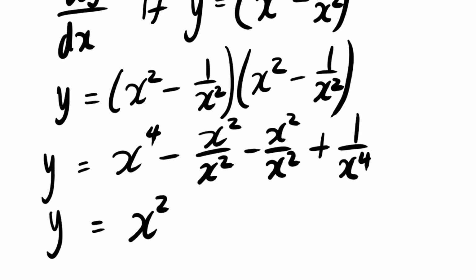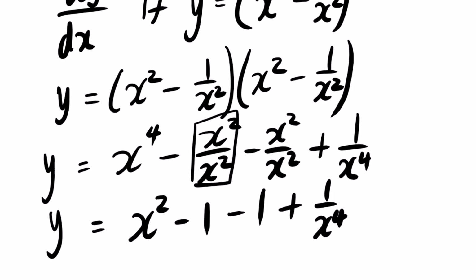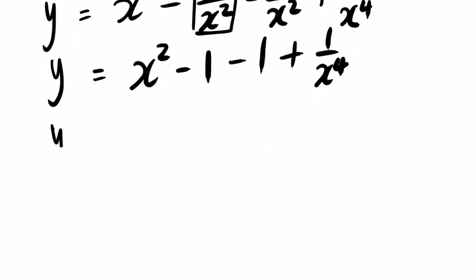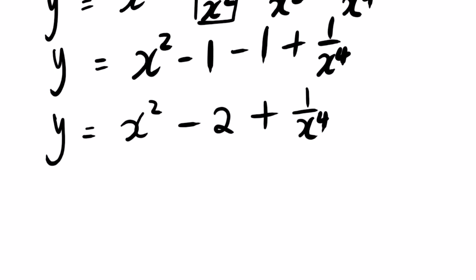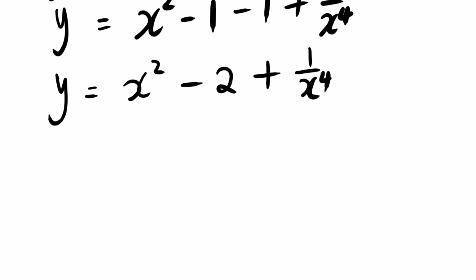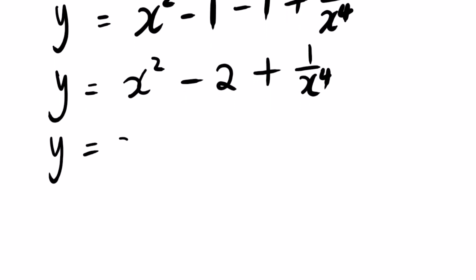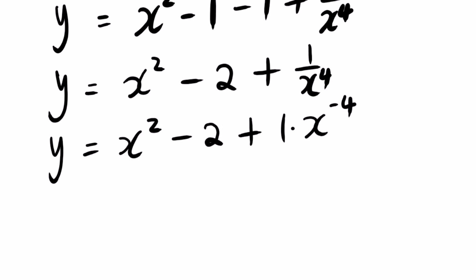Simplifying further, x squared over x squared is simply 1. Negative 1 actually, negative 1 again. 1 over x to the power 4. From here we have x squared, negative 2, plus 1 over x to the power 4. Now remember, we don't want the brackets, and we also don't want a fraction. So we have 1 multiplied by x to the power negative 4.